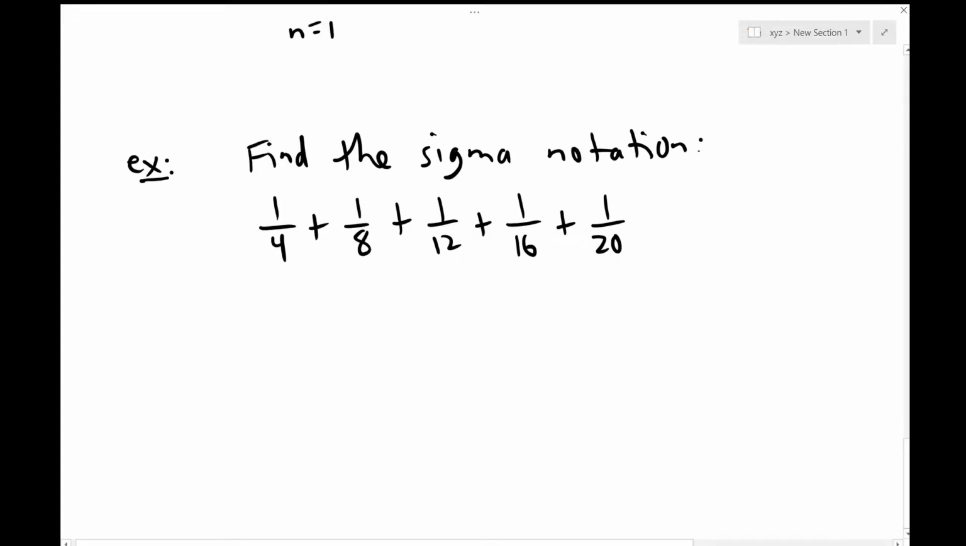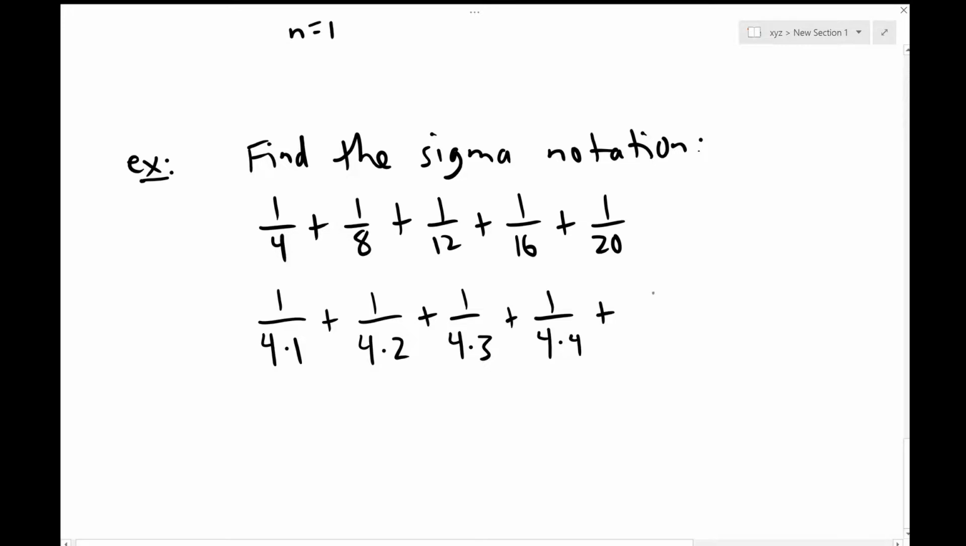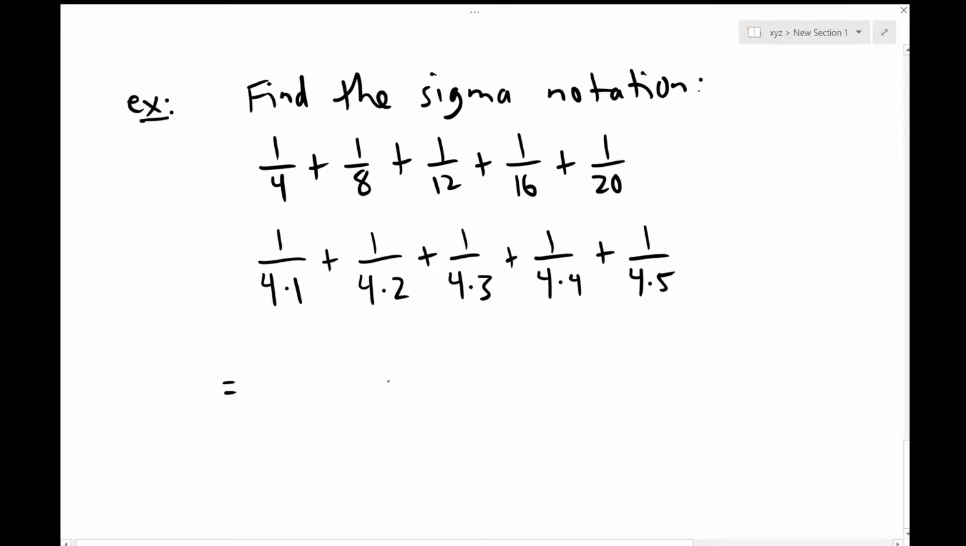So what we need to recognize first here is that if I write out the terms the long way, I could write this as 1/4 times 1 plus 1/4 times 2 plus 1/4 times 3 plus 1/4 times 4 plus 1/4 times 5. And so hopefully from this we can see that the pattern of the numbers is 1/4n. Or you can choose a different variable if you want. If you'd rather use j or k or something like that, that's fine, but I'll go ahead and use n as my variable here.